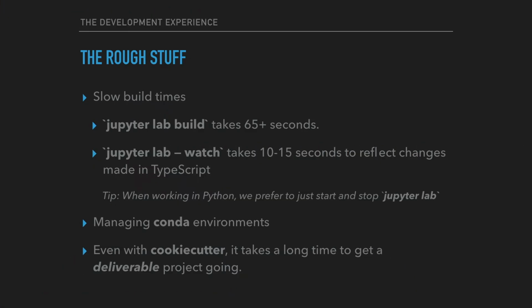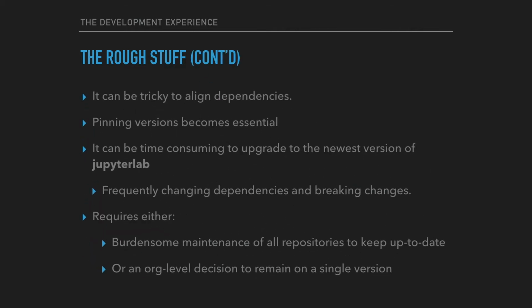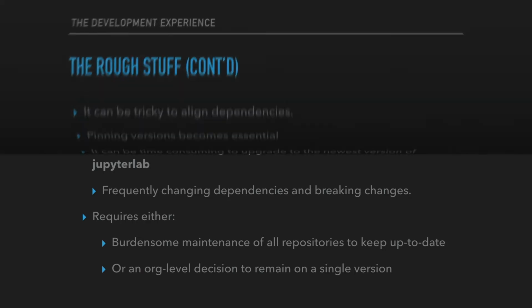There is some rough stuff. Number one, the slow build times. It takes a long time to see your changes reflected whenever you do anything in JupyterLab. And that's tough. And even with Cookiecutter, it takes a long time to get a deliverable project going. We'll talk more about that in a minute. It can be tough to keep your versions and dependencies all aligned. You're going to have to pin them and then be very careful when you're upgrading to the newest version of JupyterLab. You're going to have to make a decision as an organization as to when you're going to update and how you're going to roll it out to users.